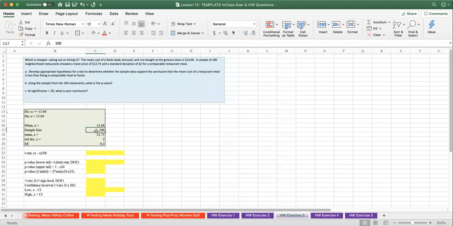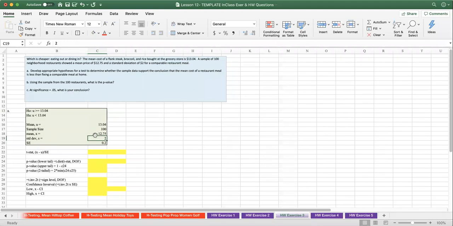Sample size in this example is 100. 12.75 is the cost of the restaurant meal, $2 standard deviation around that. So it could be $14.75 roughly, right? We'll calculate the confidence interval in a second. And then make sure this is good to go. So we got standard deviation divided by the square root of the sample size to get the standard error, which we need to have to run this t-stat.